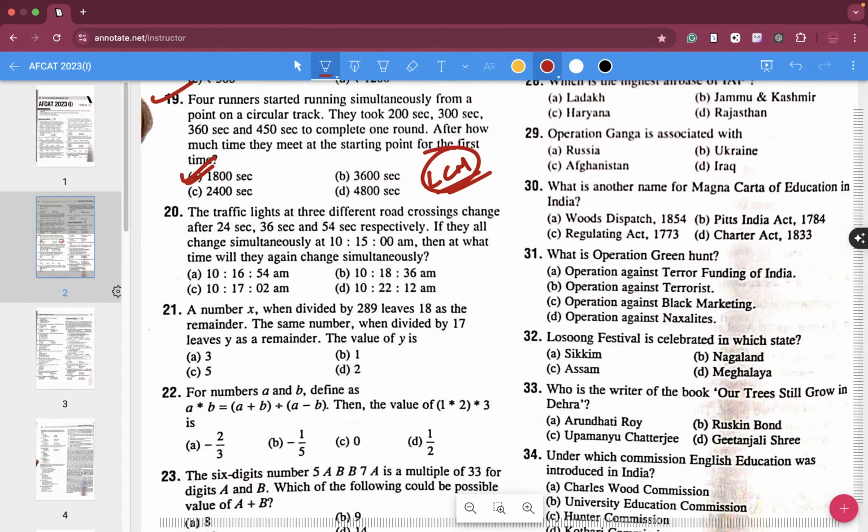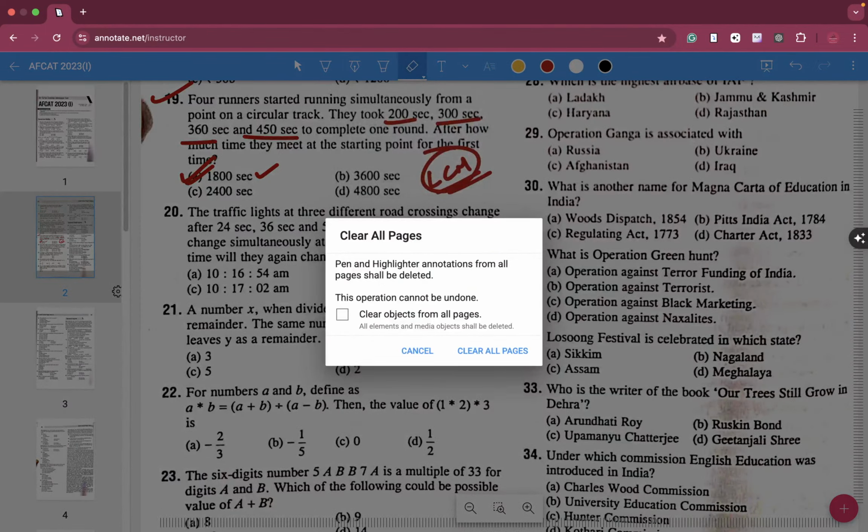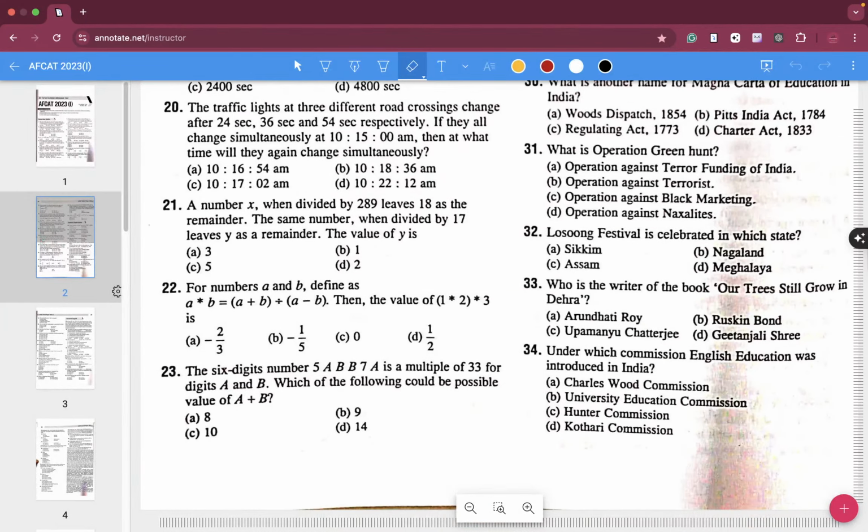1800 seconds is the lowest common multiple. So for 200, 300, 360, 450, the LCM over here is 1800, so they will meet after 1800 seconds, folks. They will meet after 1800 seconds. Question number 20, let's move a bit fast.